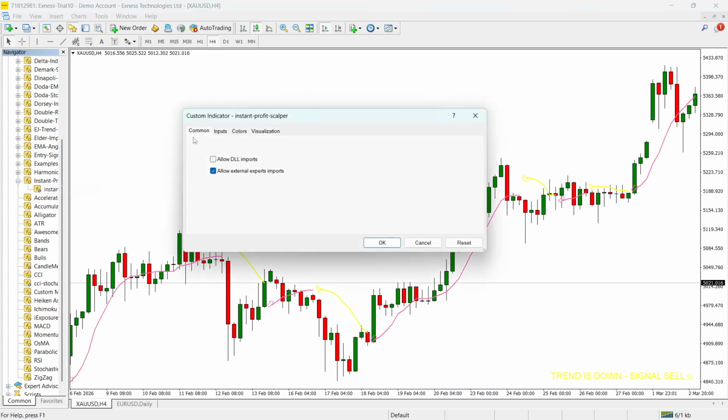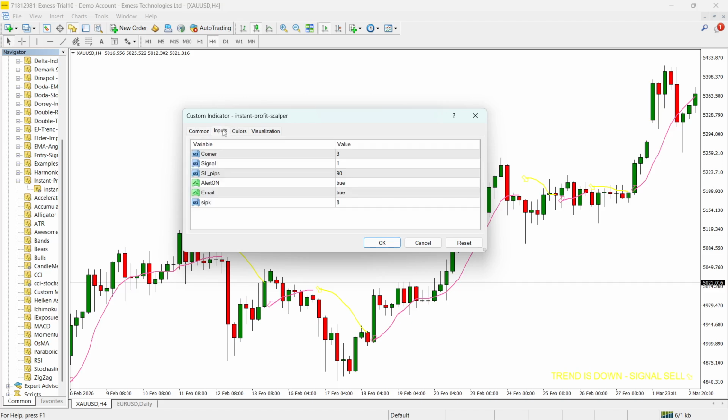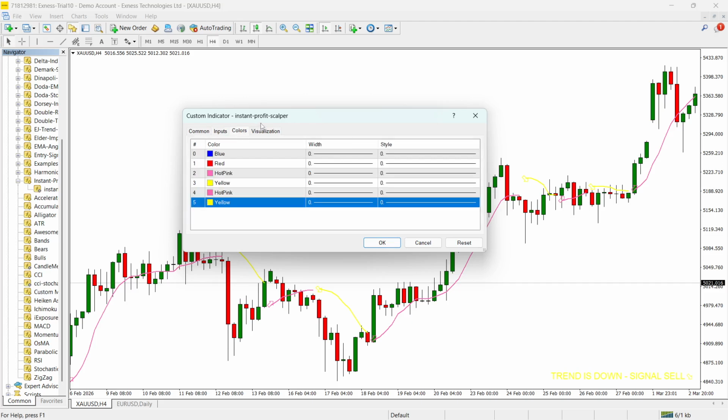As for the indicator settings, let's look at the inputs. The settings usually include parameters for the signal sensitivity, the calculation period for the underlying algorithm, and options for alert notifications. You're also able to customize the arrow style, colors, and whether additional trend overlay elements are displayed.